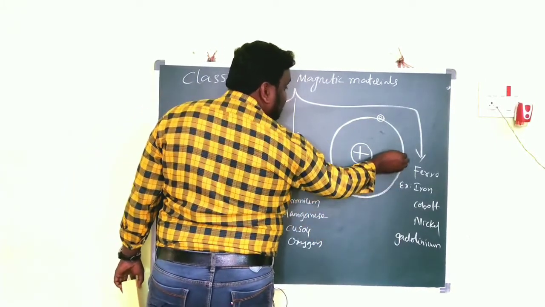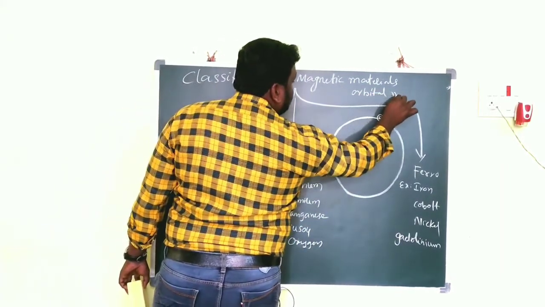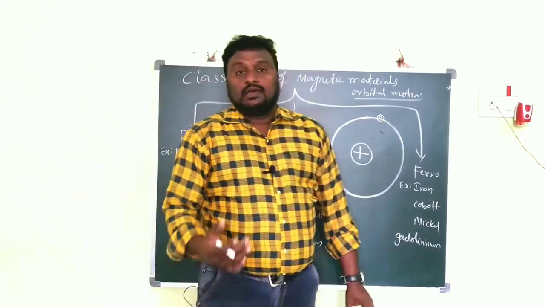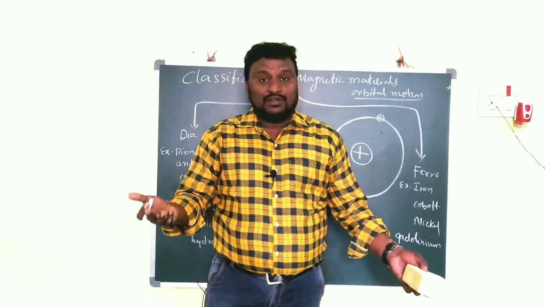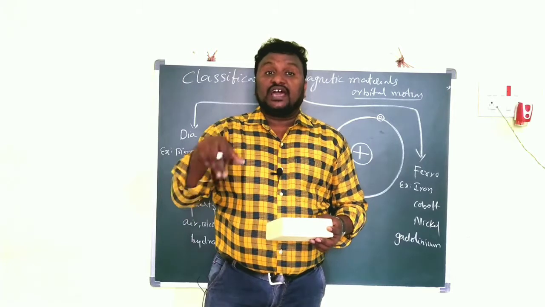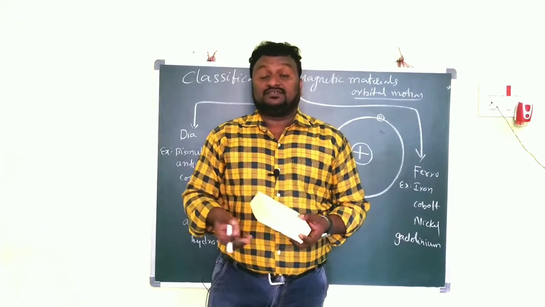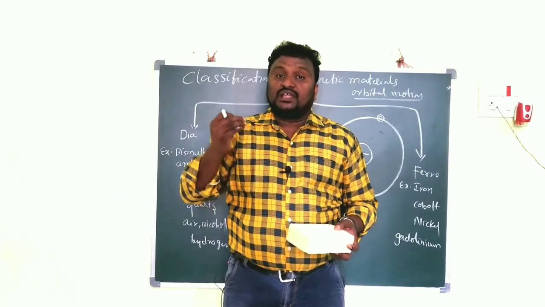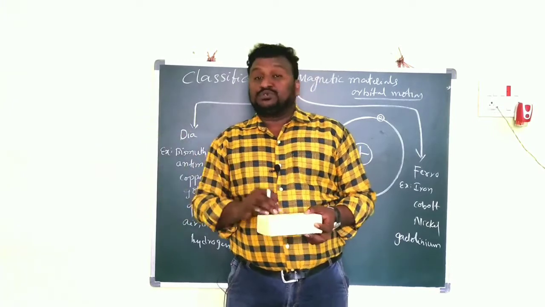So that is nothing but the orbital motion of the electron. Clear? The electron is revolving around the nucleus in a particular orbital, and that is what we call orbital motion. At the same time the electron revolves around itself, that is what we call spin motion of the electron. Clear? That means while the electron revolves around the nucleus, it has both orbital motion and spin motion.